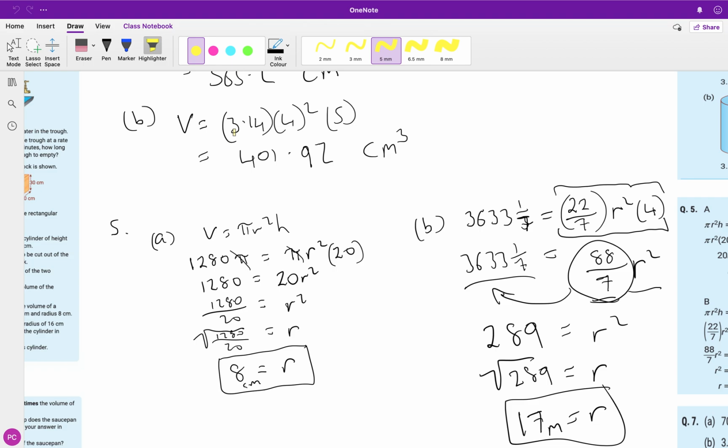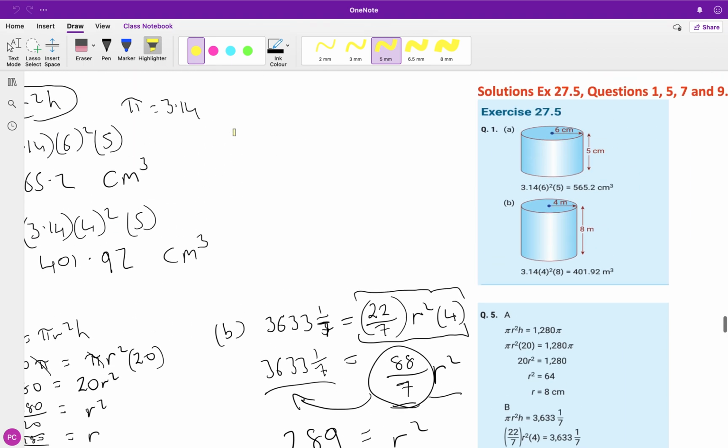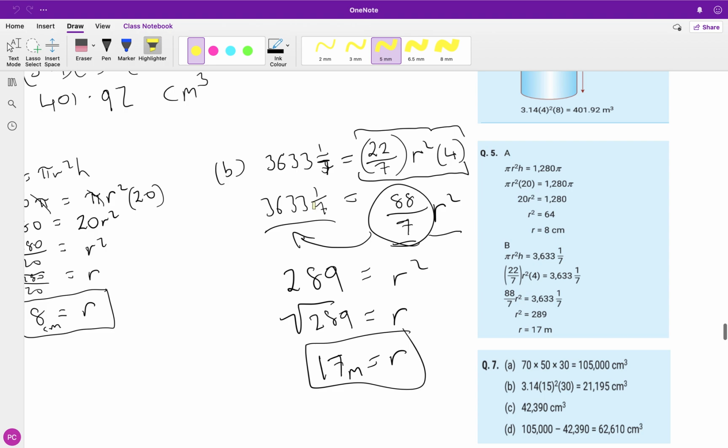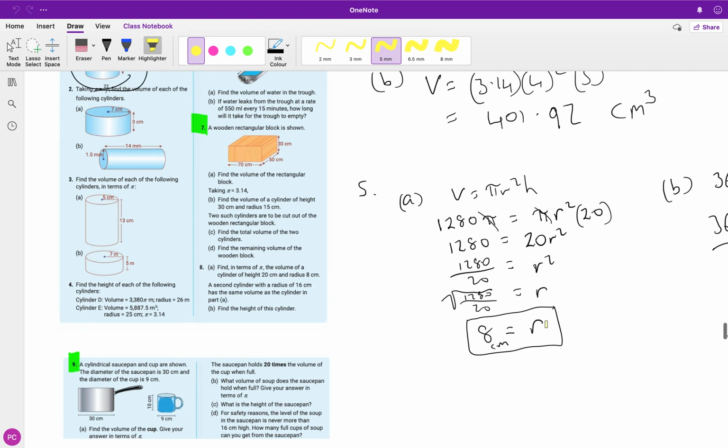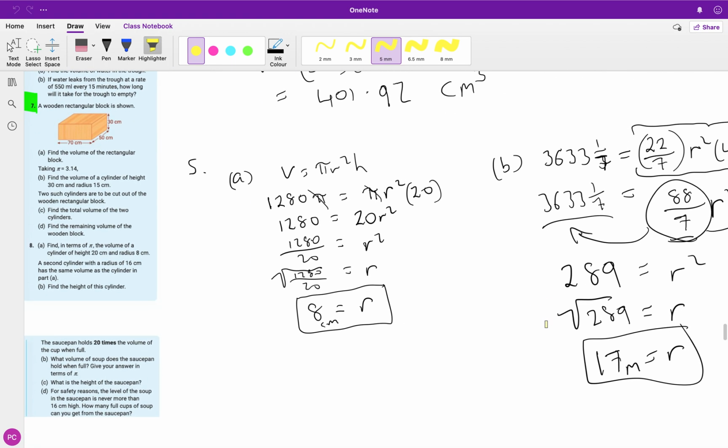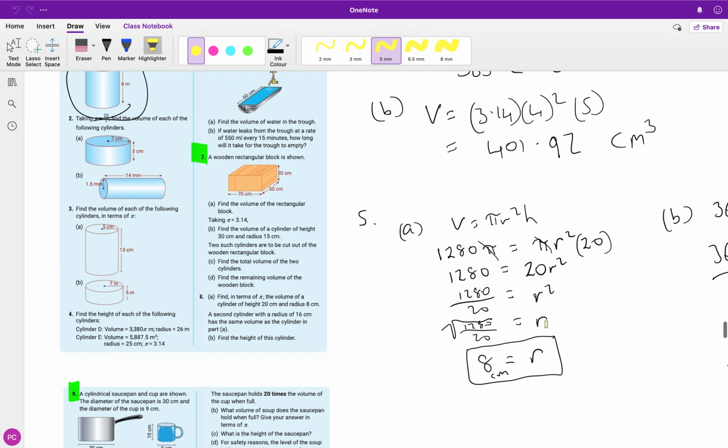Okay, let's check that. Does it work? Yes, there it is. It's brilliant. Okay, r is equal to 17 meters. Okay, move on and let's have a look at number 7.